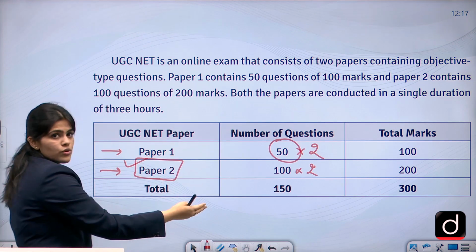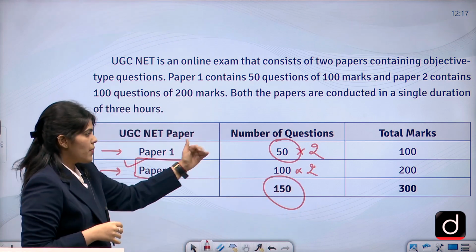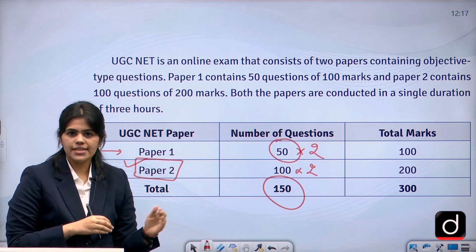Also, what is the number of questions? You have 150 questions in total. So 50 for paper 1 and 100 for paper 2. And simultaneously, you will be giving this exam.